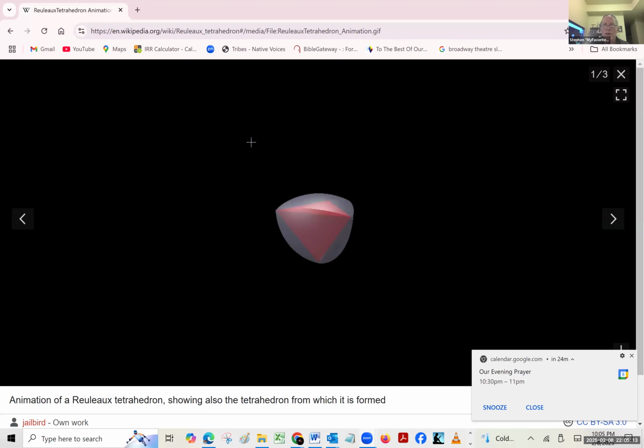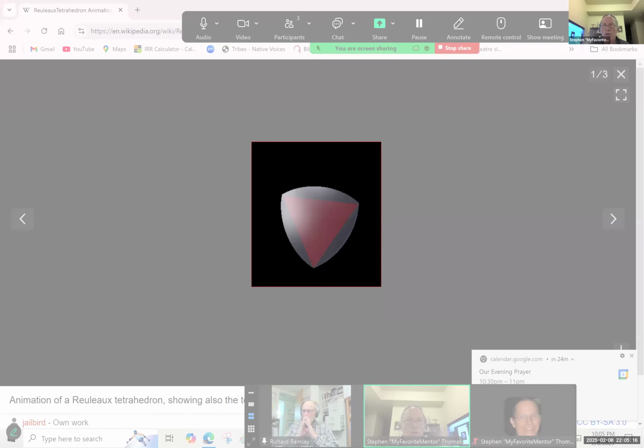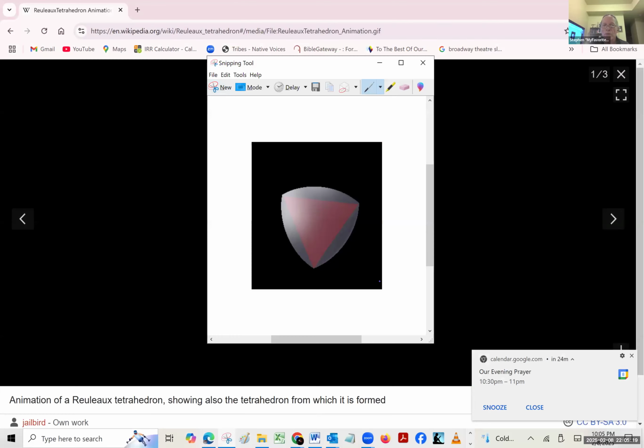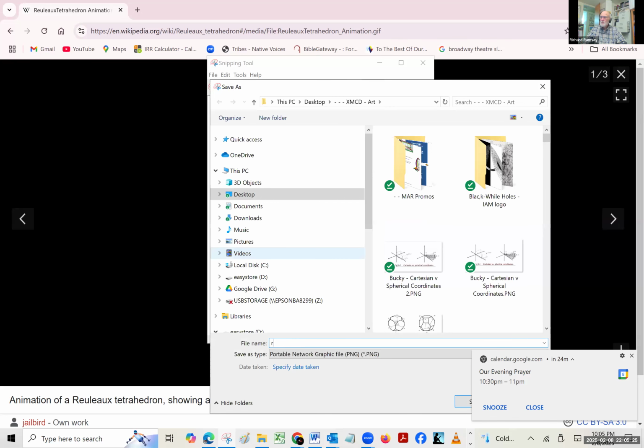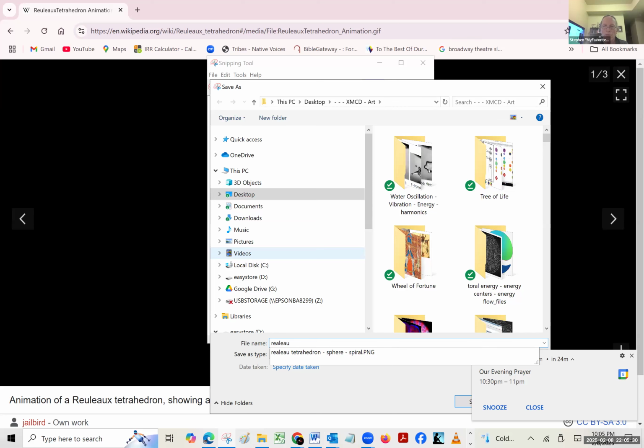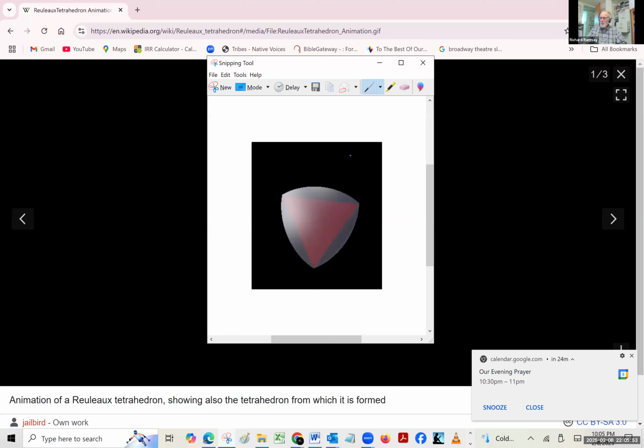So there's that. And then let's see if I can capture it. Okay, that's a good capture. So there's another view. And we're going to call this number 2. I forgot the X on that one. And the other one, you had an extra N in the tetrahedron.